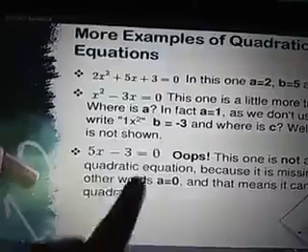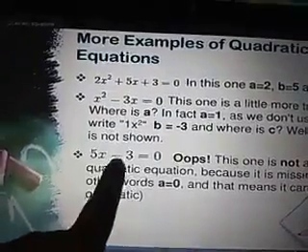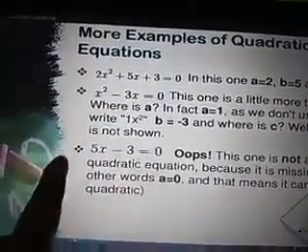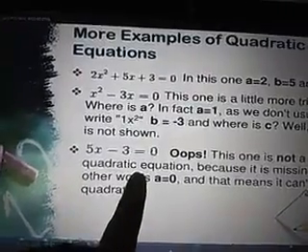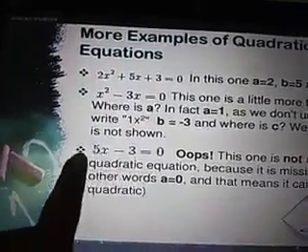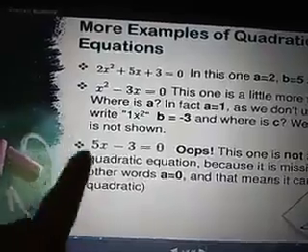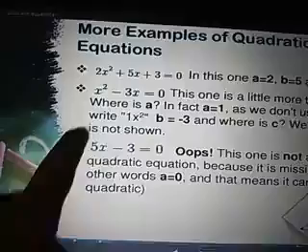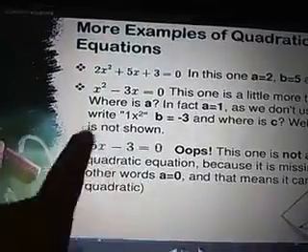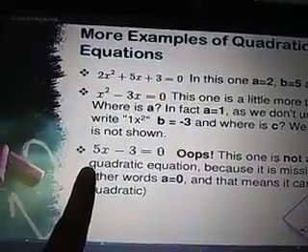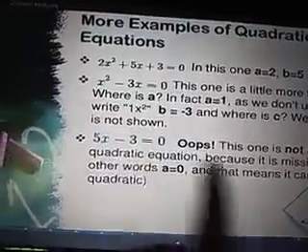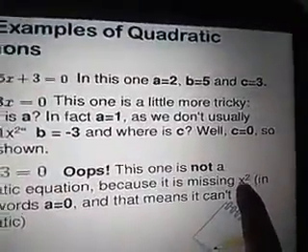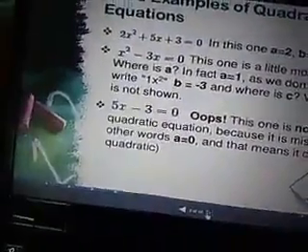Now coming on to the third one, 5x minus 3 is equal to 0. On comparing with the standard form ax square plus bx plus c, we come to know that the first term, ax square, is missing. So this cannot be termed as a quadratic equation because the highest power is not 2. X square is missing in it, right?